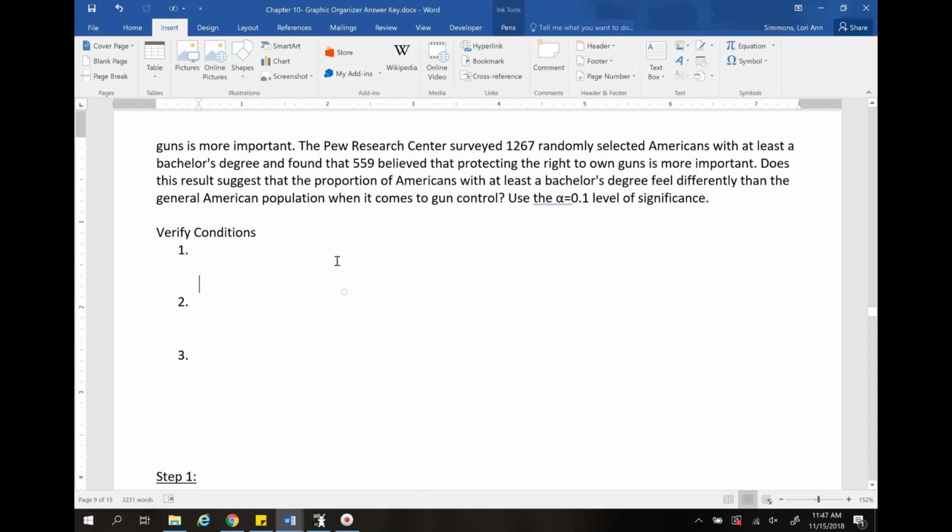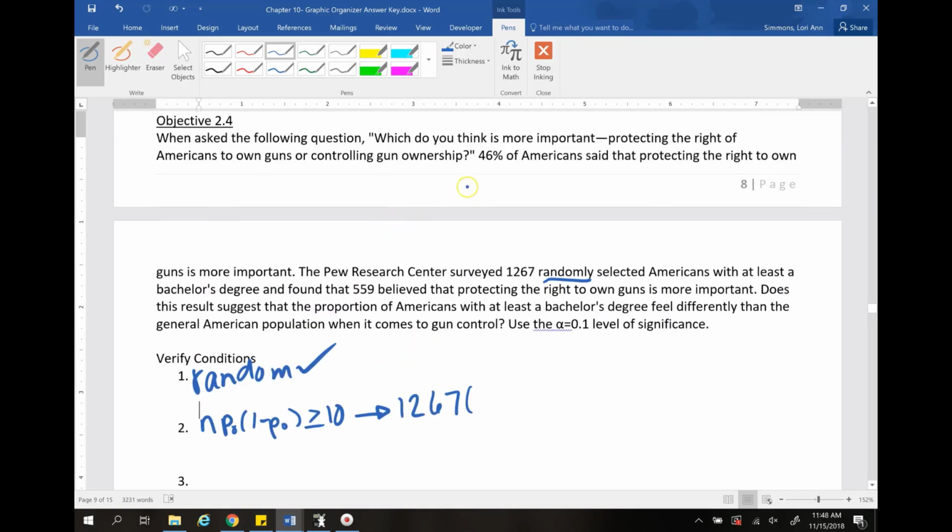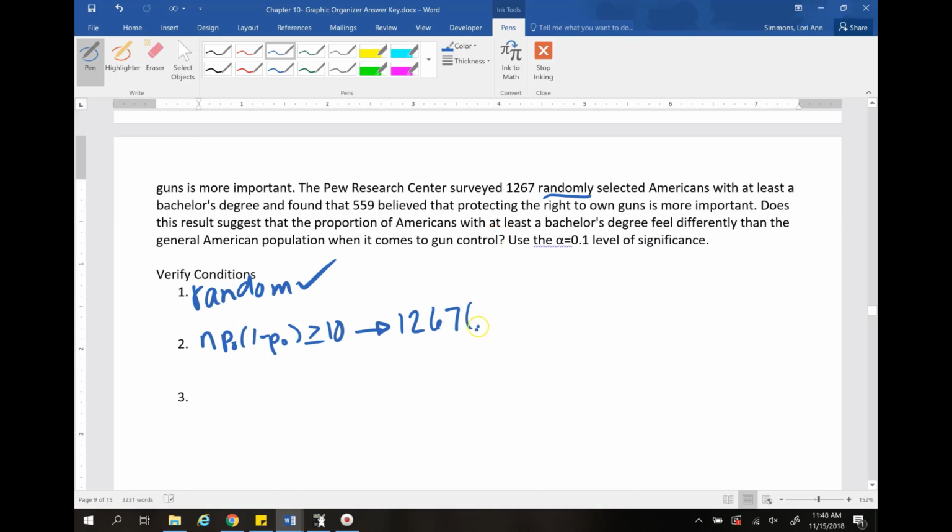So first we need to verify the conditions. Is it randomly selected? Yes, it is. So random is good. What about our n times p times 1 minus p? Is that greater than or equal to 10? Our n is 1,267. What is our p? The question asks, does this result suggest that the proportion of Americans with at least a bachelor's degree is different than the general American population? So we're comparing it to the general American, so 0.46. It is equal to 314.7, which is greater than or equal to 10.